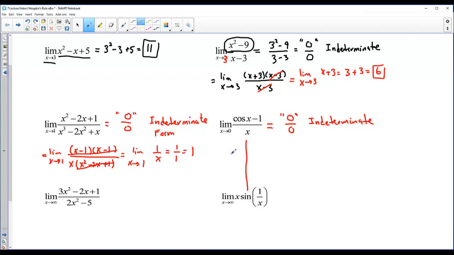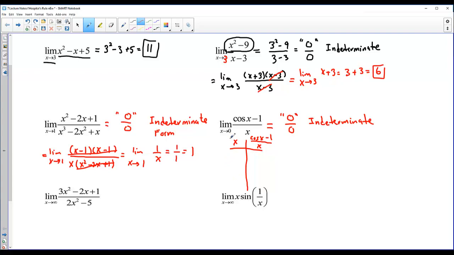So let's make a table using this function. So we have x here, and then cosine of x minus 1 divided by x. And so we're going to have to use our calculator. In a little bit, I'm going to show you how you can use something called L'Hopital's rule to figure this out using calculus. But right now we'll use our calculator.